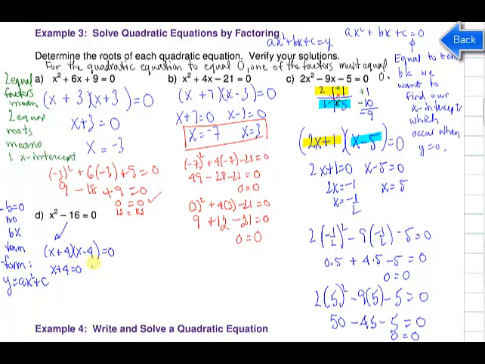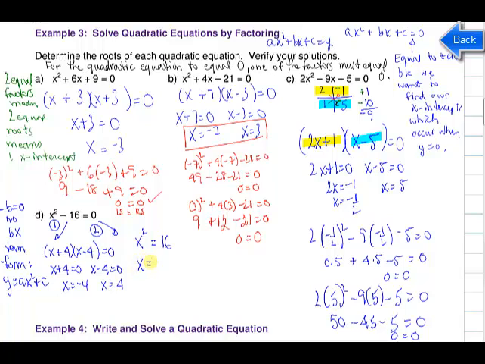Set both factors equal to 0 and solve for x. Okay, that's one way. An easier way, when you don't have a bx term, you can isolate your variable. So I'm going to move the negative 16 over to the right. It becomes positive. I'm going to square root both sides.